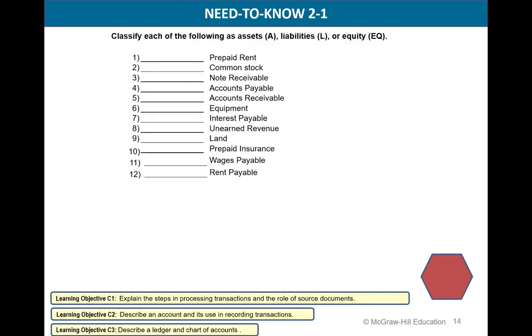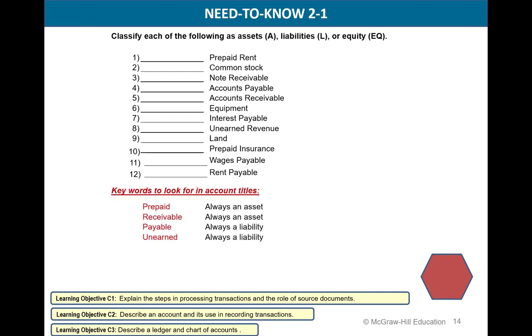Now we're going to go back and see what you've retained. Classify each of the following as an asset, a liability, or an equity. There are some words to look for in account titles to determine the type involved. Prepaid is always an asset. If the account has the word prepaid in it, you know it's always an asset. If it says receivable, it's always an asset. Remember, a prepaid is I paid something in advance. Receivable means I've given people credit, they're going to pay me later.